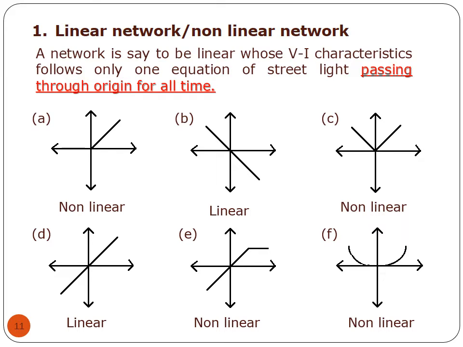In case of B, it must follow the rule of passing through origin for all time. Here it follows the rule, so that's why it is said to be linear. In figure C, it does not follow the rule of passing through origin, though it has one equation of a straight line for all time. It does not follow the rule, so it's non-linear. Case of D, it's linear. Case of E, it is not following one equation of a straight line, so that's why it is non-linear. And of course, in figure F, it does not have only one straight line equation, so that's why it is of course non-linear.